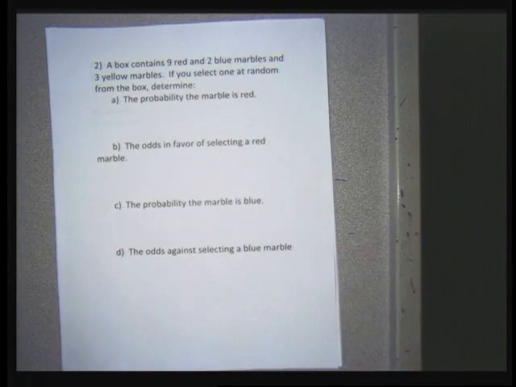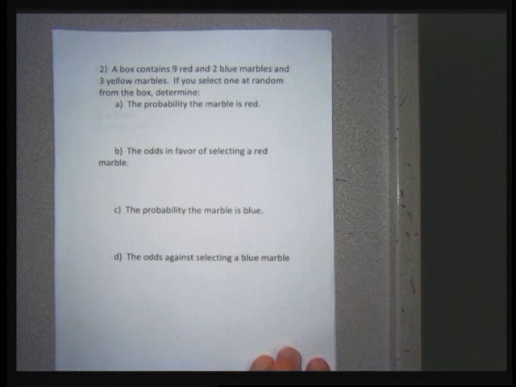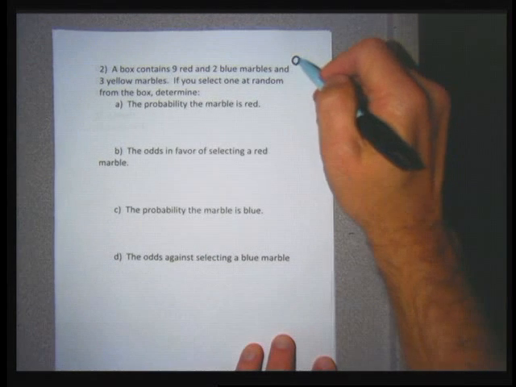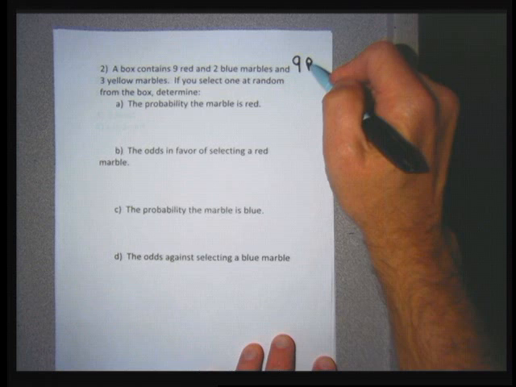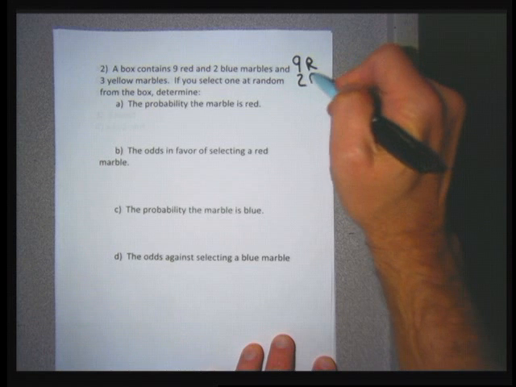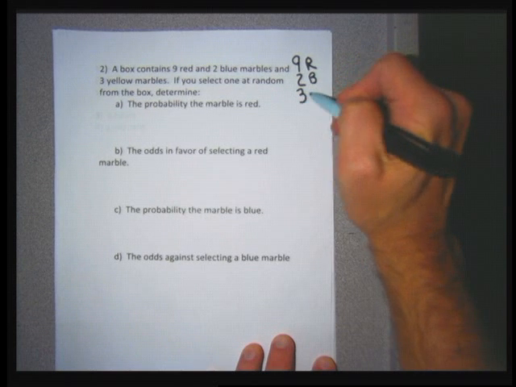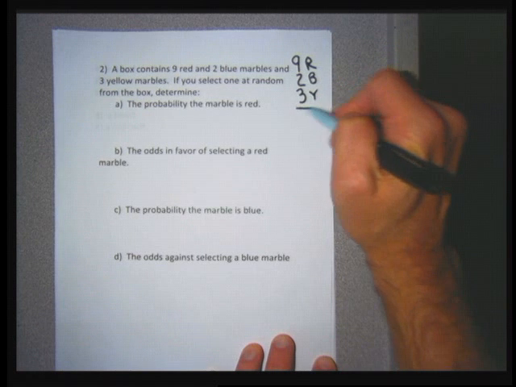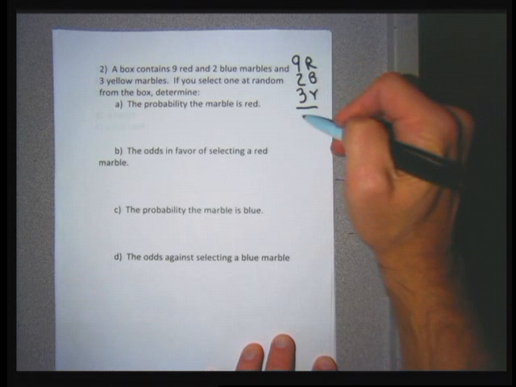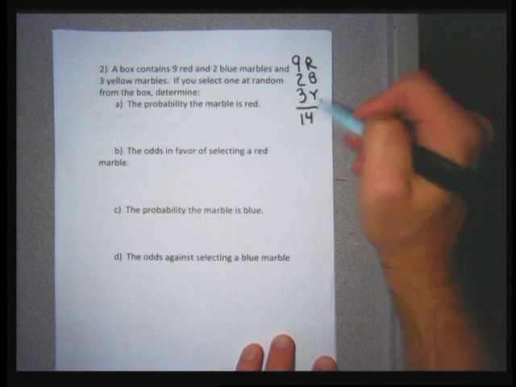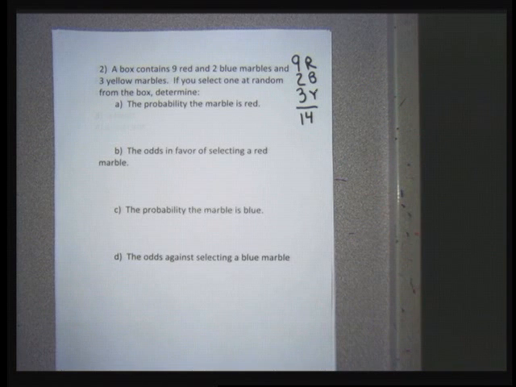And in question 2, we have a box of marbles. And this box has 9 red marbles, 2 blue marbles, and 3 yellow marbles. So it has a total of 9, 11, 14 marbles. There are odds and probability questions, and odds and probability are similar, but they're different. So it's easy to get them confused, so you need to get good at being able to bounce back and forth between odds and probability.